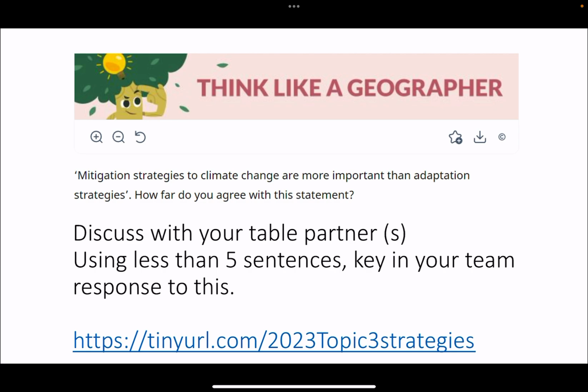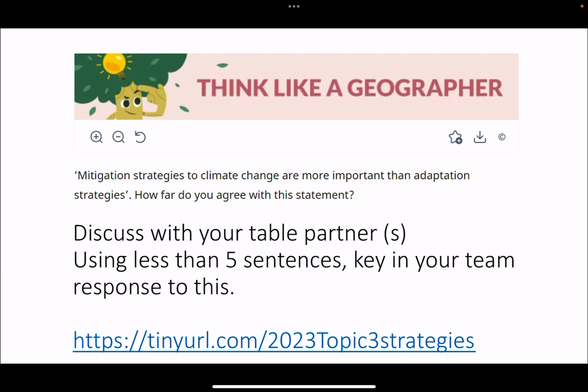So let's take some time individually to think about this. Mitigation strategies to climate change are more important than adaptation strategies. How would you approach a question like this? What would you list as forms of mitigation strategies that you can explain and qualify its effectiveness? And what are some adaptation strategies that you can list, explain, and qualify its strengths and limitations? What stand will you take? Bear in mind, you should take a stand. You shouldn't sit on the fence. It's quite painful. So you should take a stand.